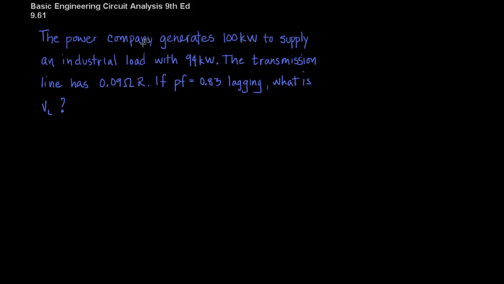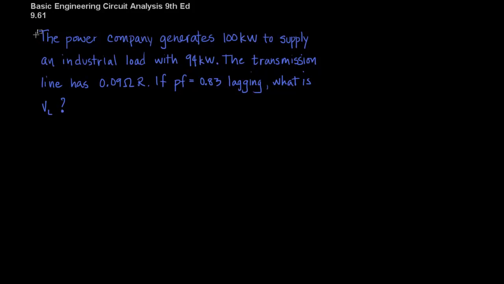A power company generates 100 kilowatts of power to supply an industrial load with 94 kilowatts. The transmission line has 0.09 ohms of resistance in it. If the power factor is 0.83 lagging, then what is the voltage across the load?